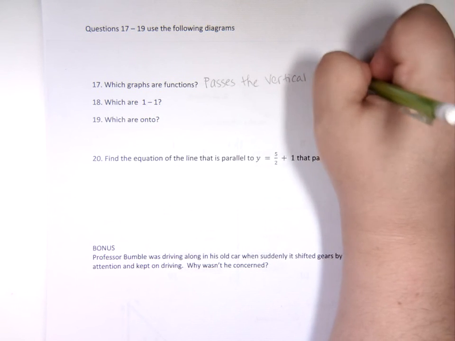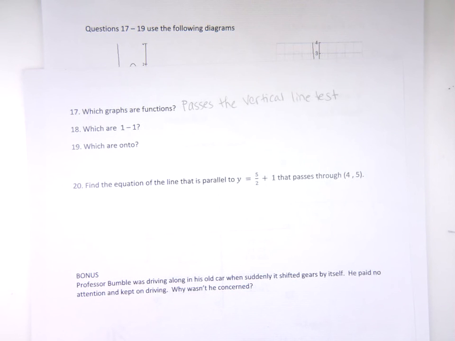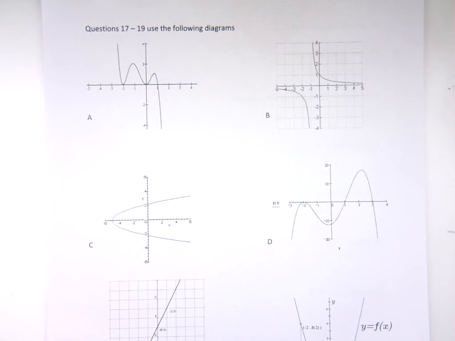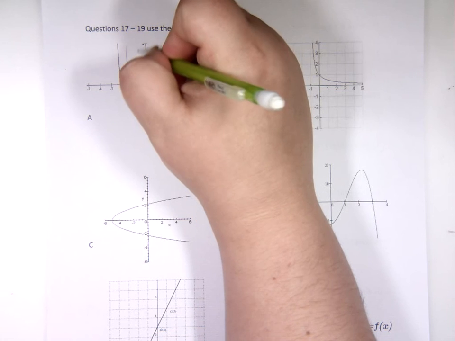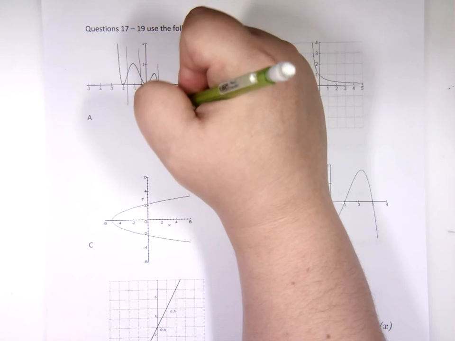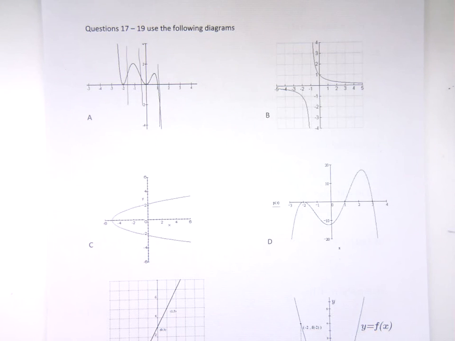Let's go back to the pictures. In letter A, no matter where I draw a vertical line, it's only going to intersect the graph once. That's what we're looking for. The definition of a function is if I draw a line through some x value, it's only going to have one y value associated with it. So this one is a function.